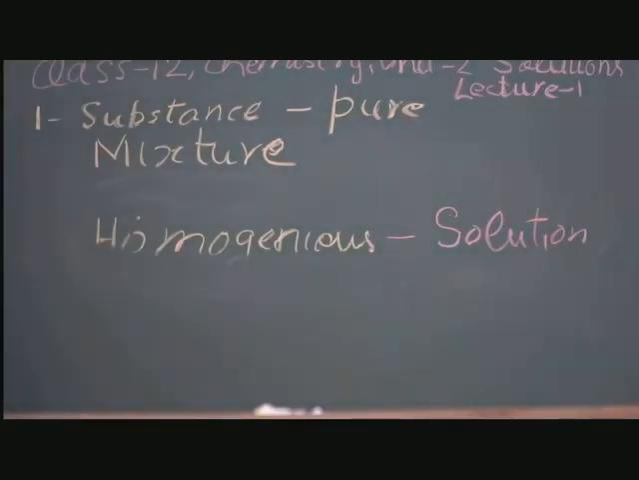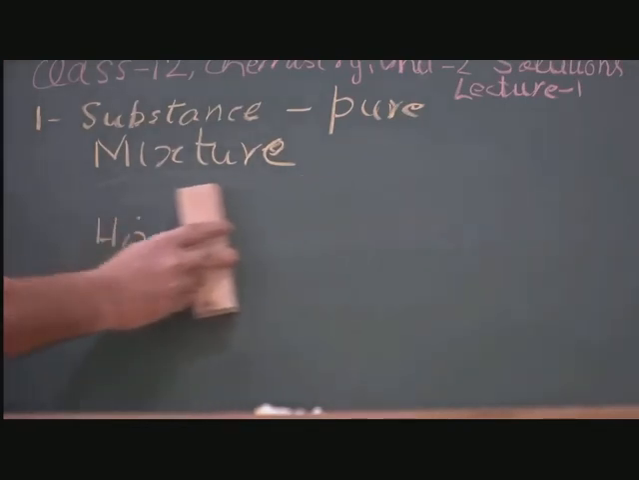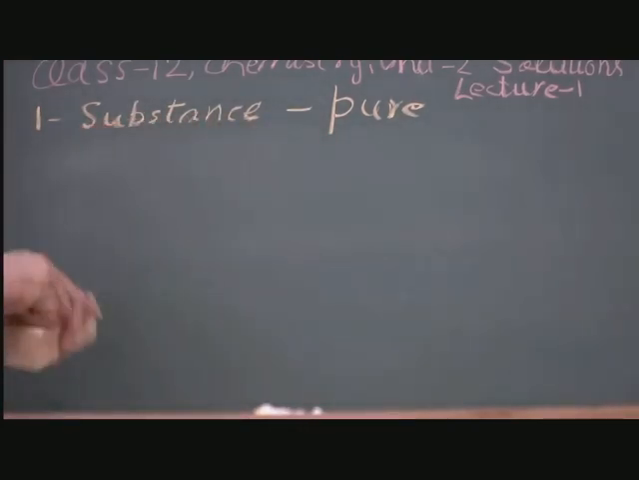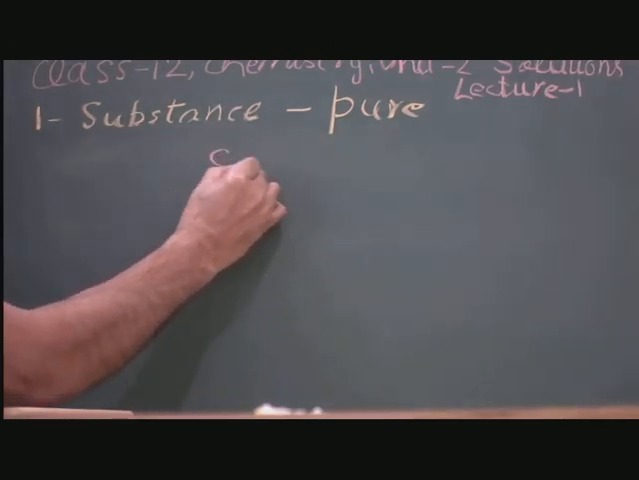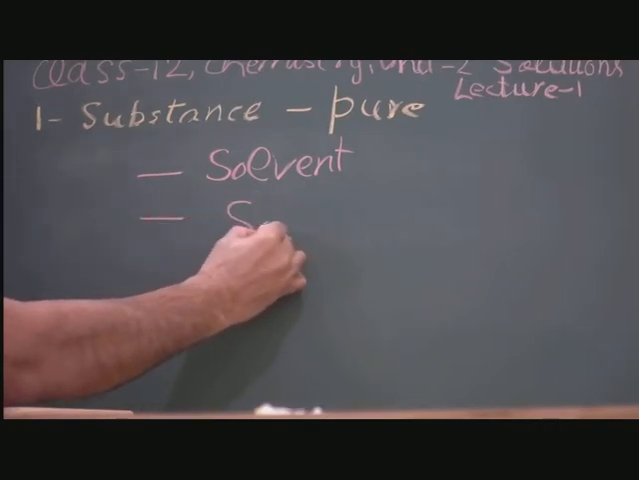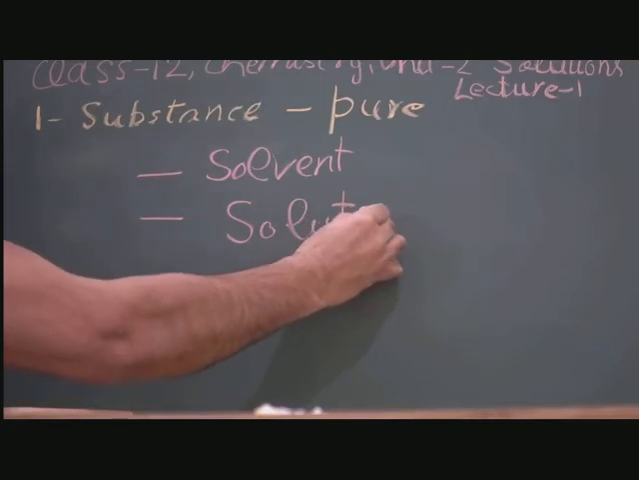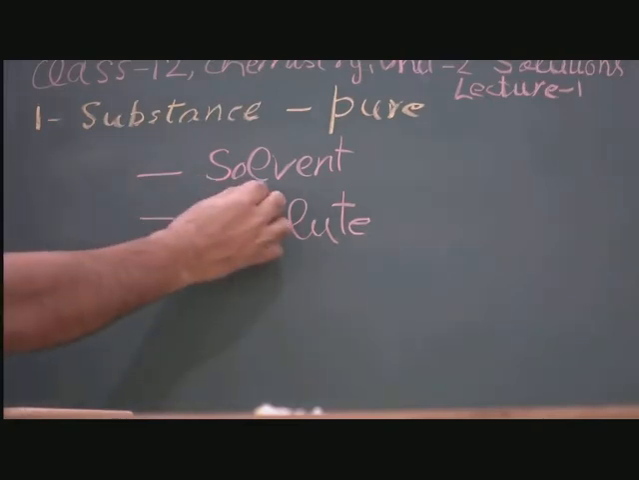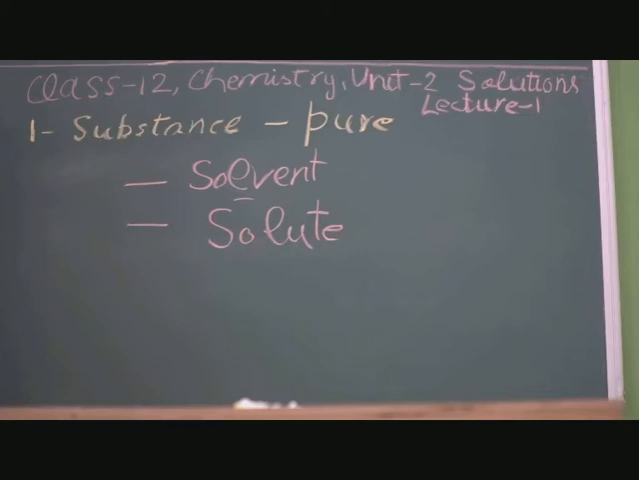Here in this lecture we shall discuss only binary solutions. Binary solutions means what? Bi means two. Means there are only two constituent substances. How many substances? Only two. In a solution which is in larger quantity, that is called solvent, and which is in lesser quantity, that is called solute. Here in this lesson we shall discuss only the binary solutions, means in which only two substances are present.